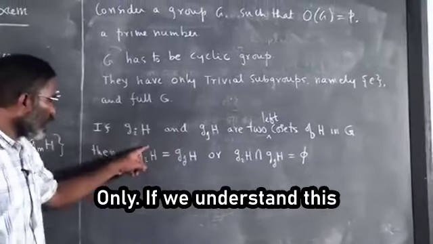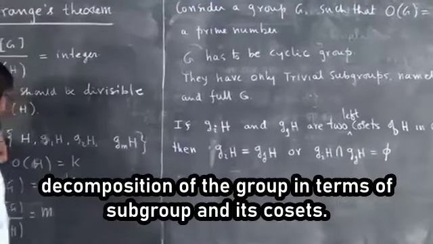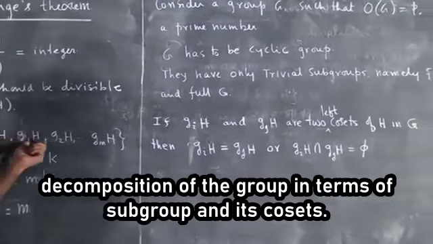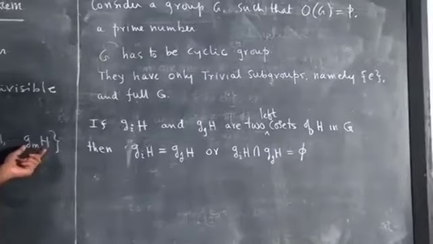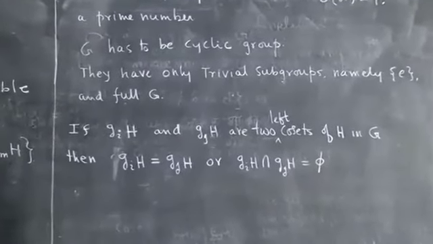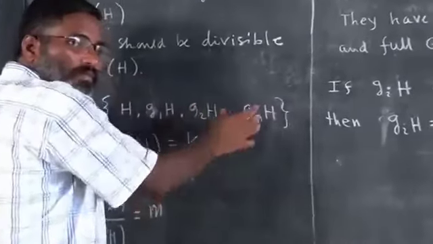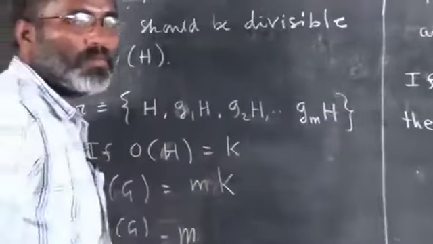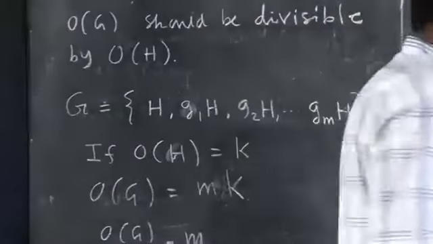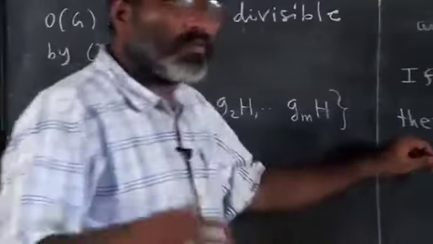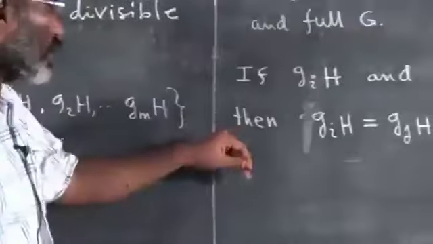Only if we understand this can we use this decomposition of the group in terms of the subgroup and its cosets. Because when I write like this, each one is distinct. There is no overlap between them. Okay, so I will leave it for you to prove this. If you have some difficulty, then we can do it in the tutorials.